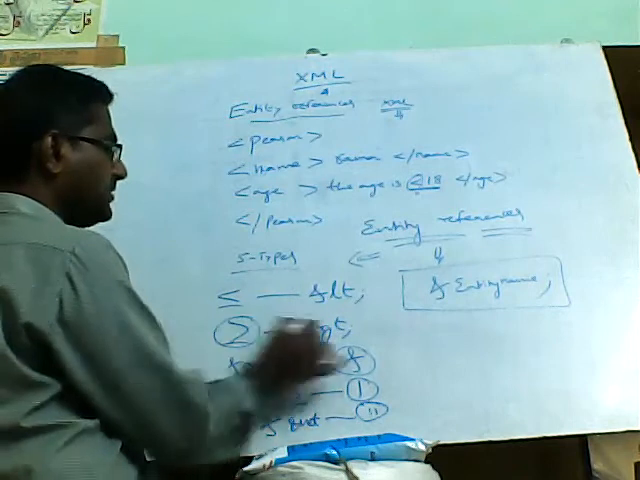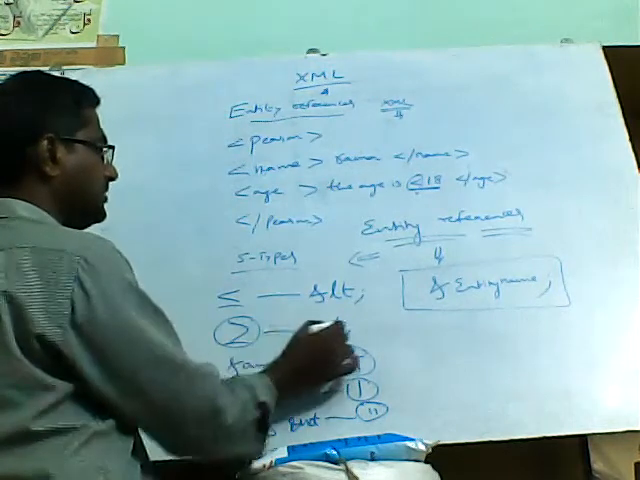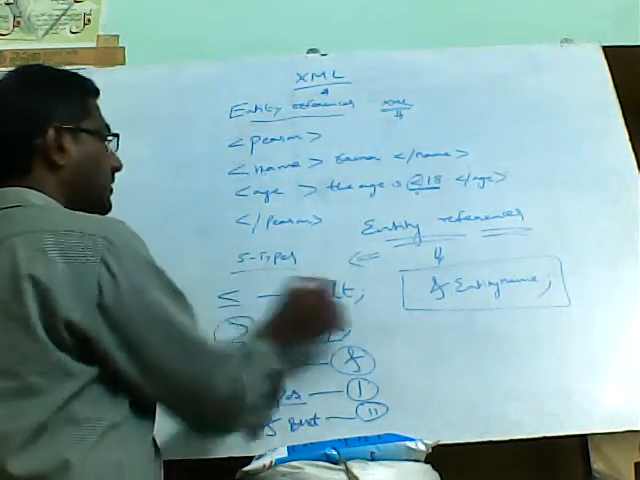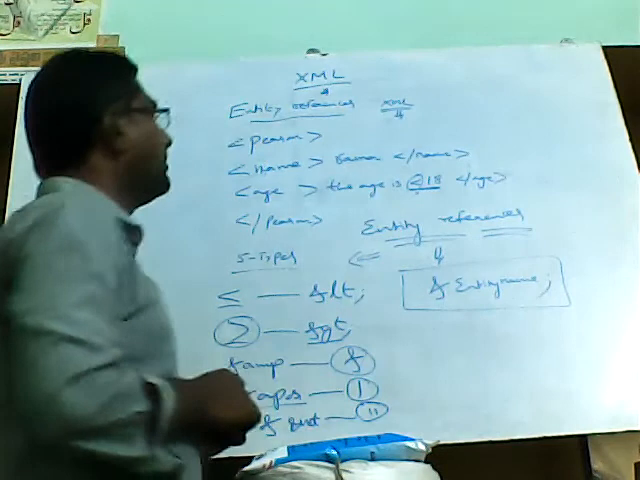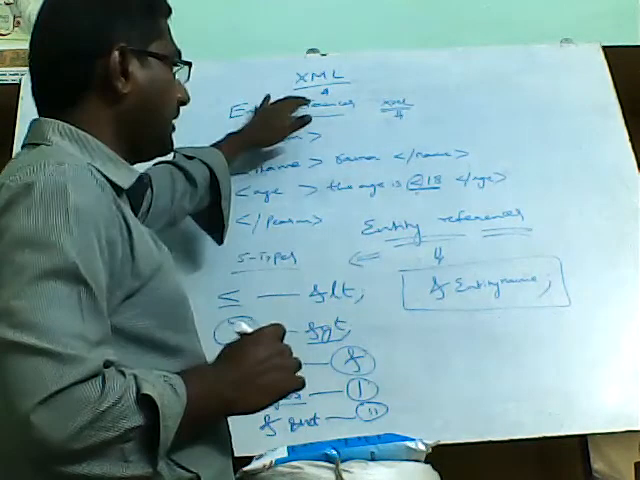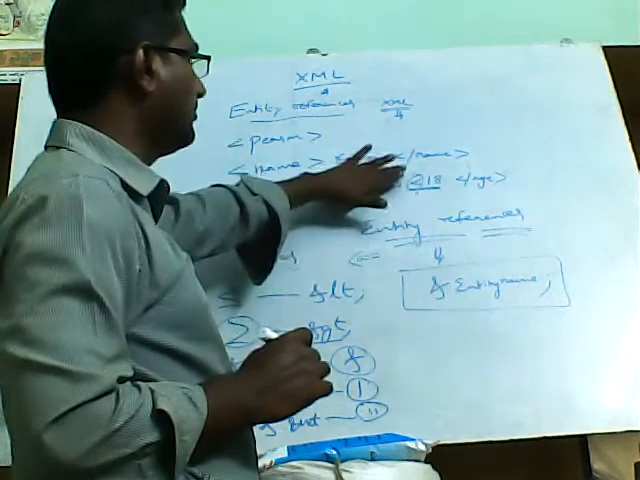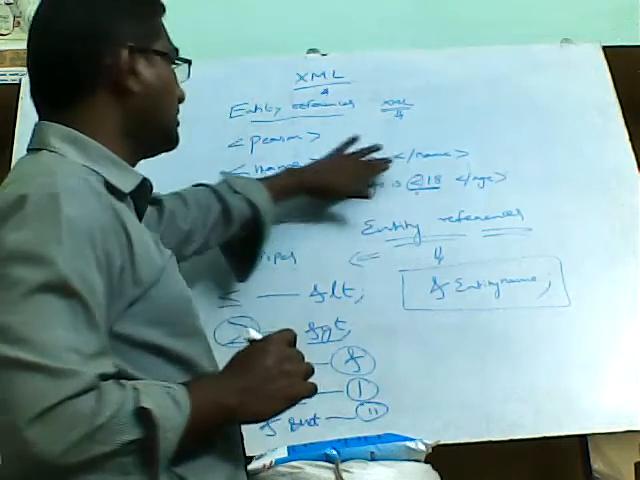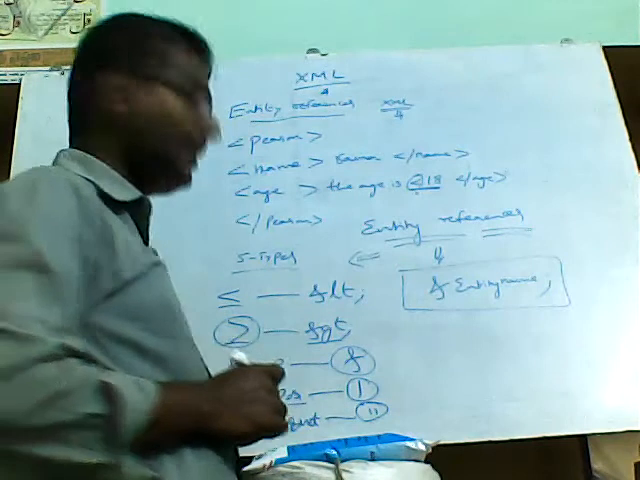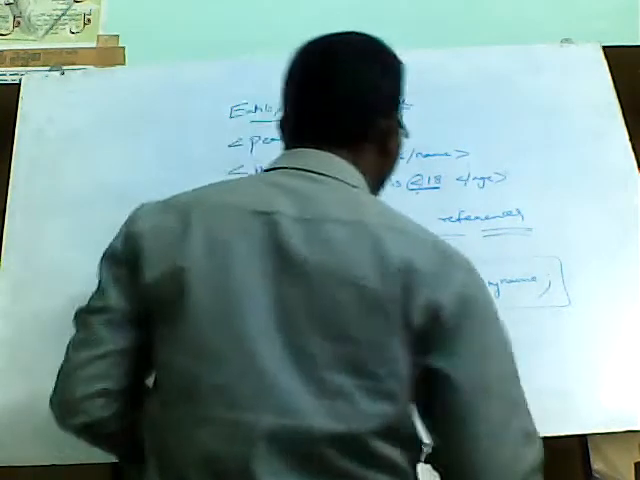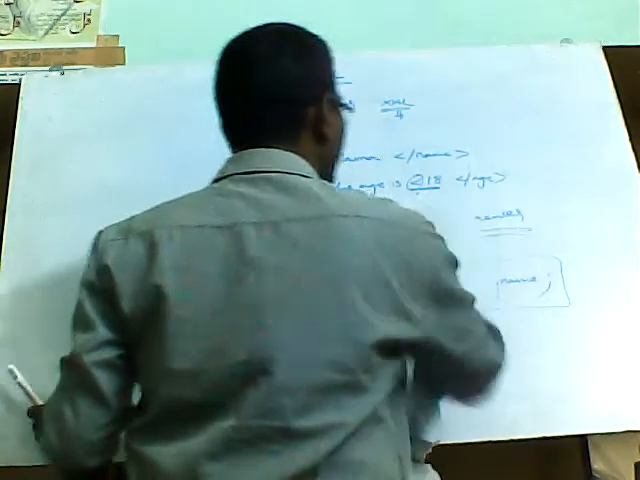Greater than symbol means ampersand GT semicolon. Less than means ampersand LT. So these are all the different entities that are available in XML. If you want to use these in the XML code, we need to use these entity names. So how do we use this in a particular document?